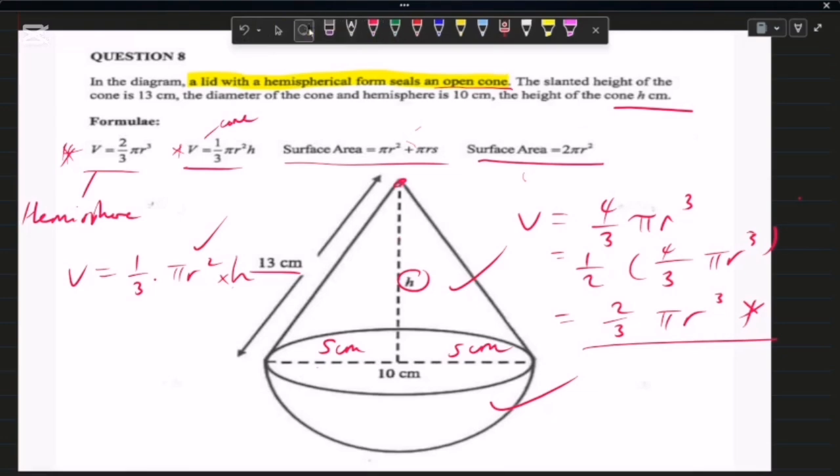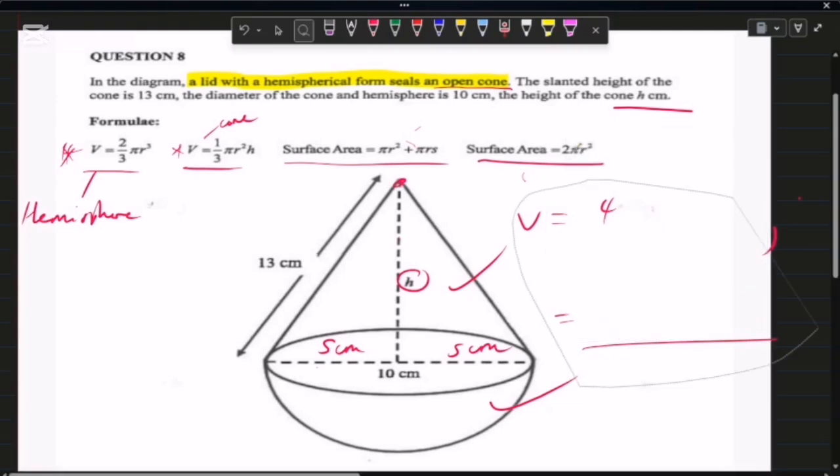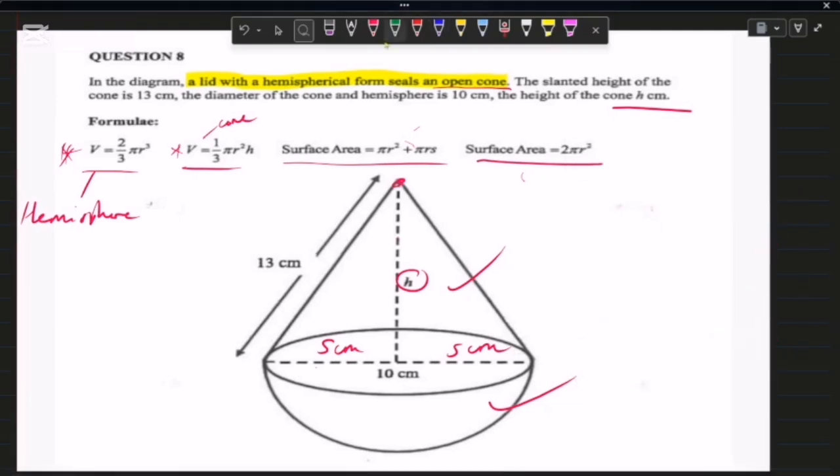Let's figure out the surface area formulas. Let's get rid of that guy, and this one. We know that the surface area of a full sphere is 4 pi r squared. A hemisphere is basically half of a sphere, so the surface area of a hemisphere is half of the surface area of a sphere.